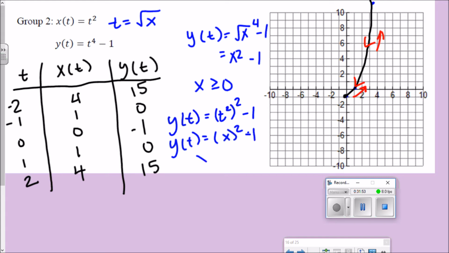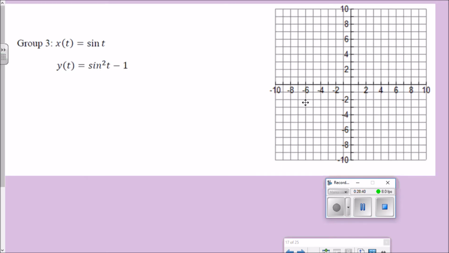And then again, don't forget your domain restriction if there happens to be one. So if you have a range restriction on x of t, you have a domain restriction on your whole function, on your rectangular form. We'll continue now.